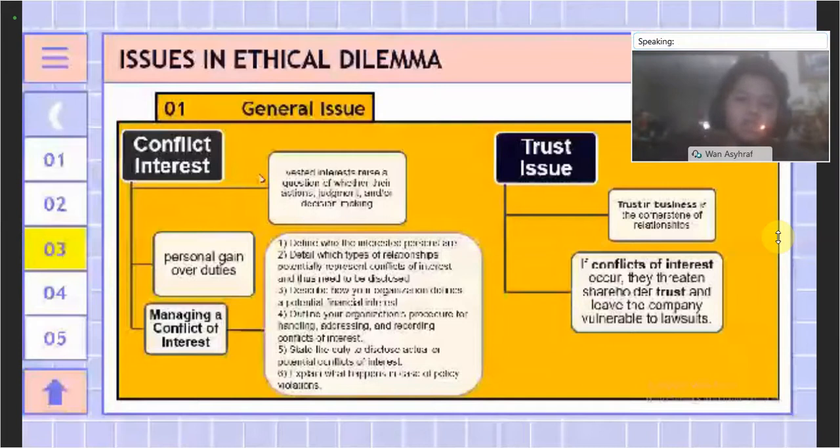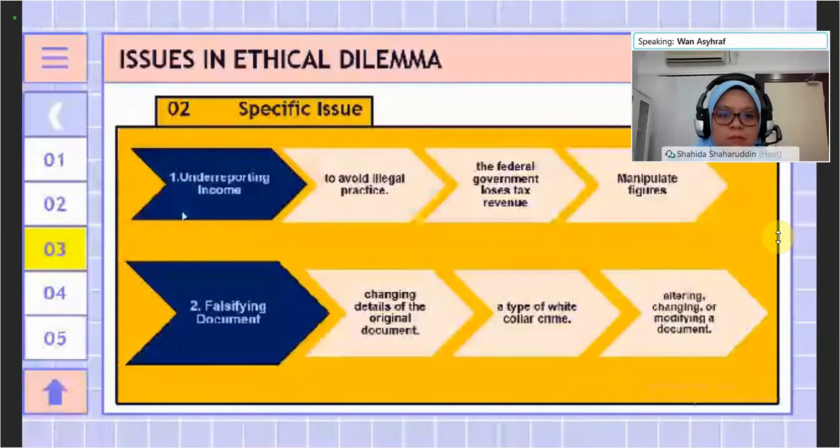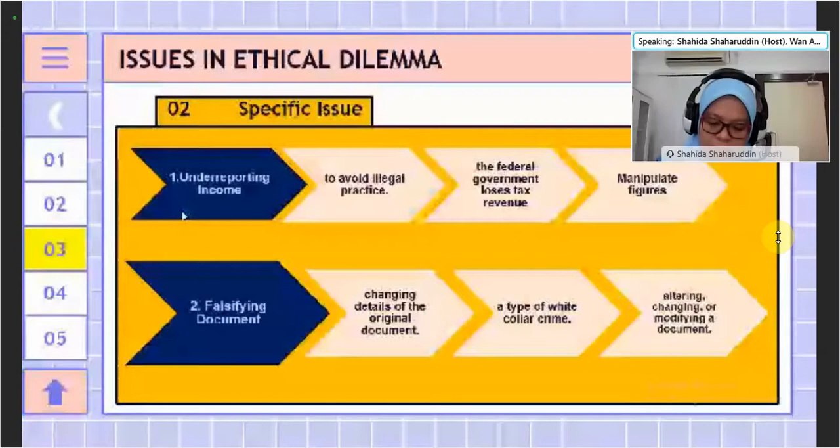Okay, and then we have a specific issue. Based on the specific issue, we have two main points: under-reporting income and falsified documents. Under-reporting income is an illegal practice. The example is that the federal government lost tax revenue. The other point is manipulating figures. It's under-reporting, or we can say above-reporting income, and then we have to use the guideline by the SCCA.